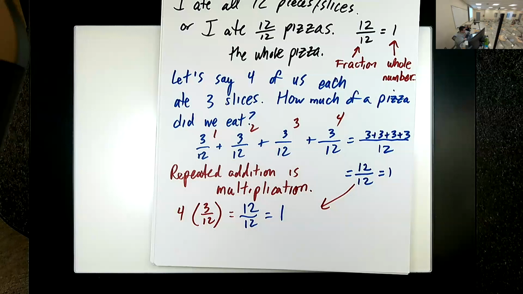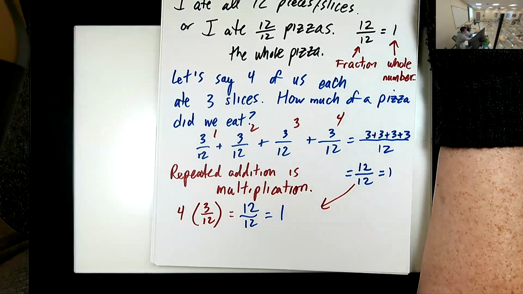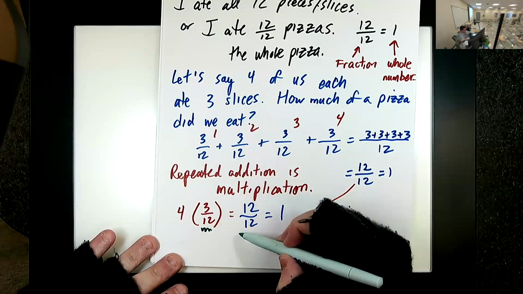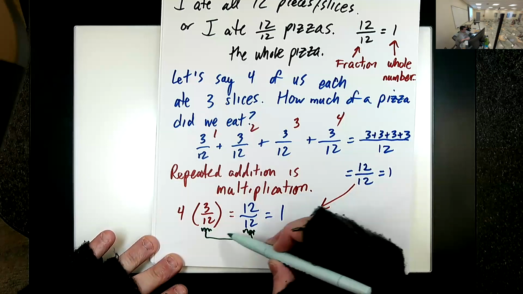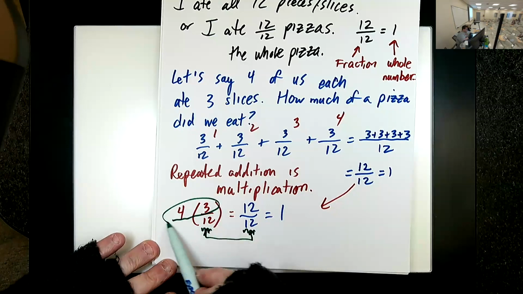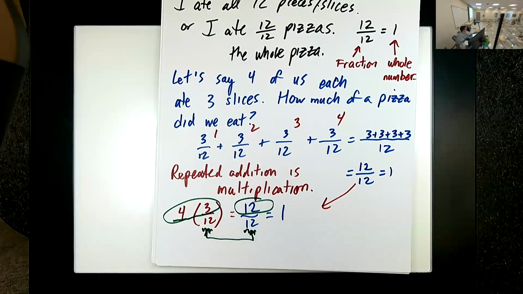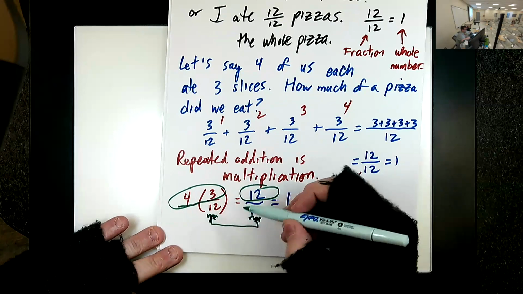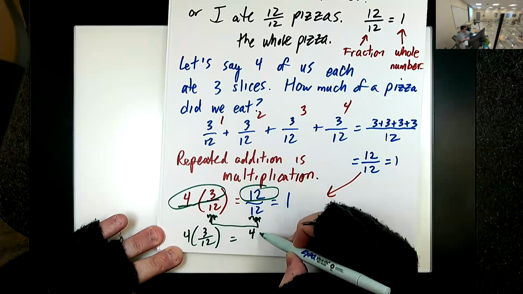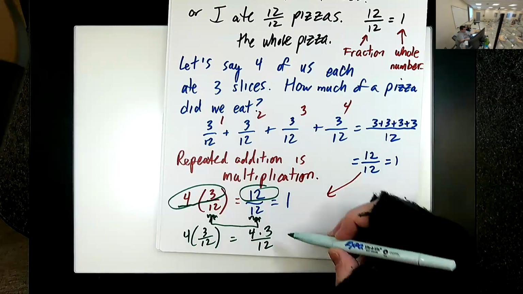How can I get there from what we got? Do any of the numbers on the left have anything that might make us think that we could end up with this? I can see that I've already got 12 on bottom, so that carries over. What do I have left? I've got a 4 and a 3, and I've got 12. How do I put 4 and 3 together to make 12? Multiply. So 4 3 12ths is the same as 4 times 3 over 12, which gets us the 12 over 12.